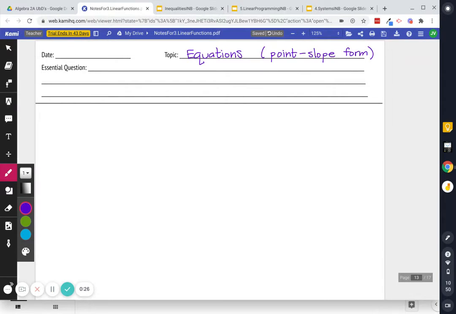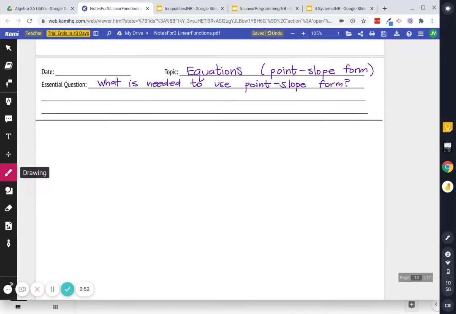Okay. So specifically, what is needed to use point slope form? And then how do we use it, right? What do we need and how do we go about actually accomplishing anything with it?